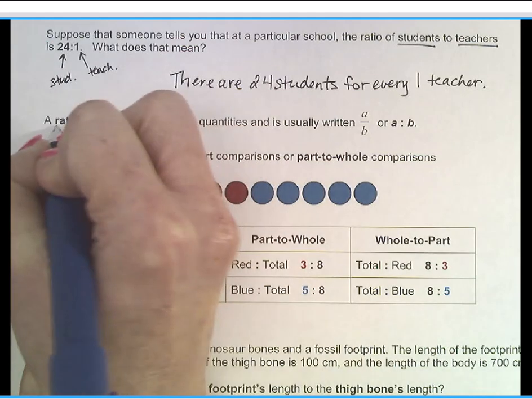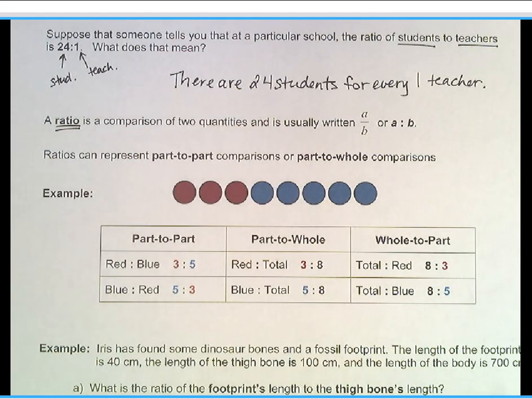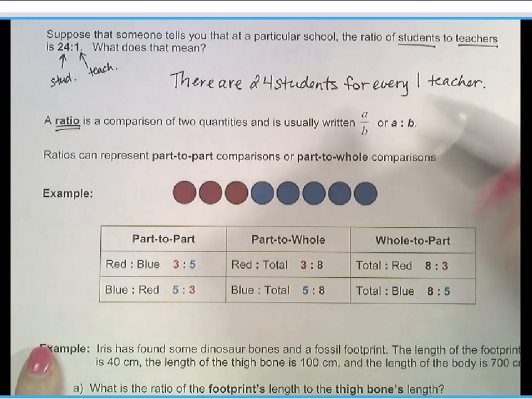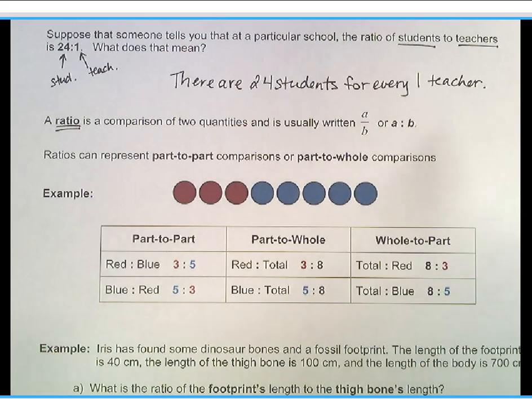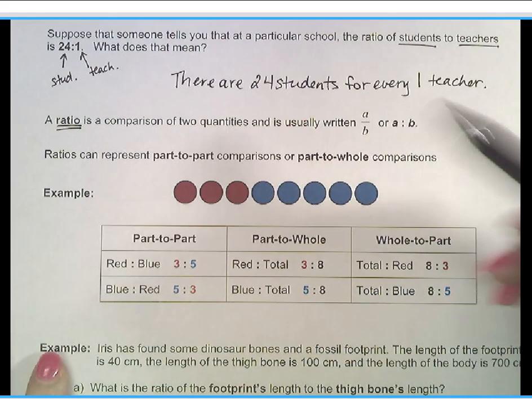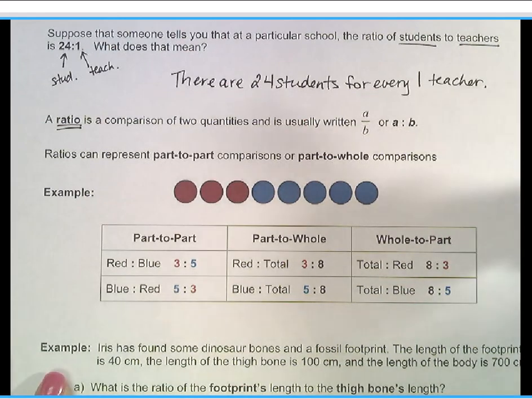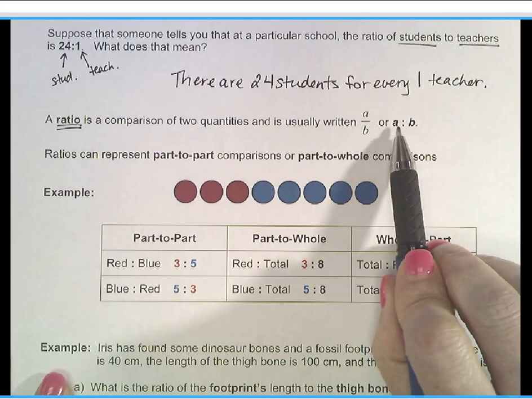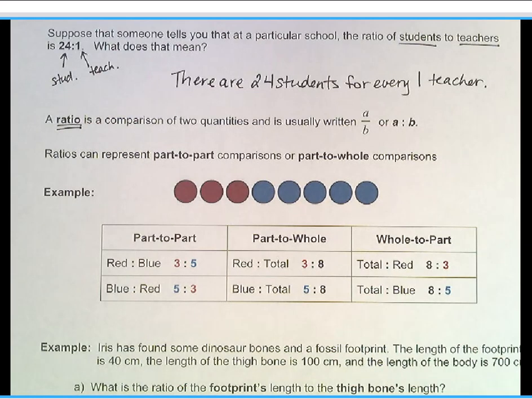So this is the formal definition of a ratio. It's a comparison of 2 quantities. It's usually written as a fraction because we're going to do math with these, right? A divided by B. Or you can write it A colon B. They're both exactly the same thing. They're both perfectly fine to use. Eventually we're going to get to where we use the fractions more, but to start off here initially, A colon B is a good way to start. So ratios can represent part-to-part comparisons, or they can represent part-to-whole comparisons, or even whole-to-part.